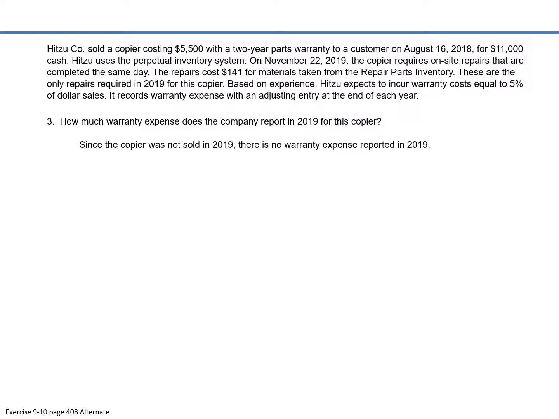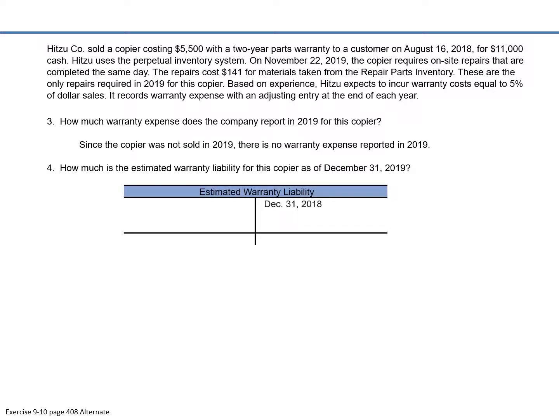None, right? There was no warranty expense because there were no sales. So how much is the estimated warranty liability for the copier as of December 31st, 19? Well, we started at 550. We had repairs equal to 141. So we have a net credit of 409.